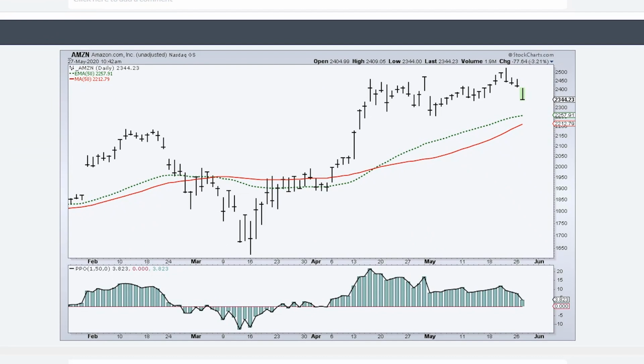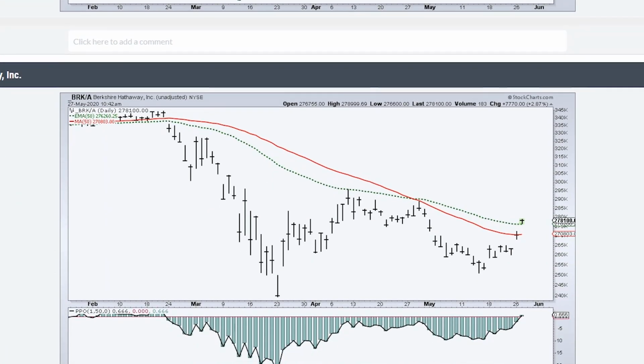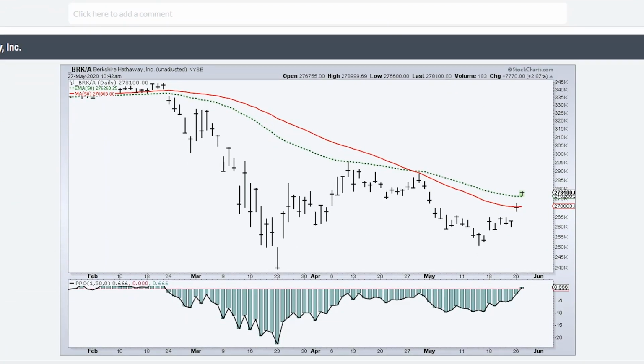Amazon held up very well in March, and you can see its SMA just flattened, didn't have much of a dip, but it's getting hit the last 4 days. Berkshire Hathaway was part of the reason the finance sector was so weak. I mean, look at its 50-day SMA, falling, falling, falling, and it's just now starting to turn the corner. Same with the EMA. The price just moved above the 50-day EMA there.